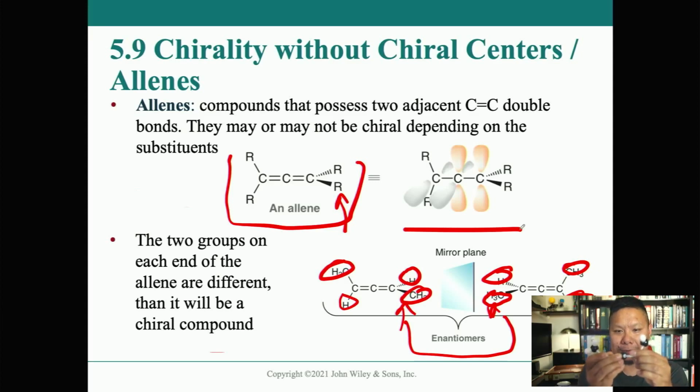But that's not true, because remember that the position of the orbitals on the carbon are in tetrahedral shape, right? So you've got two coming out to the side, but then the other two are actually perpendicular to each other. And that's why allene does that. And that's why it has chirality without chiral centers, right? Cool stuff.